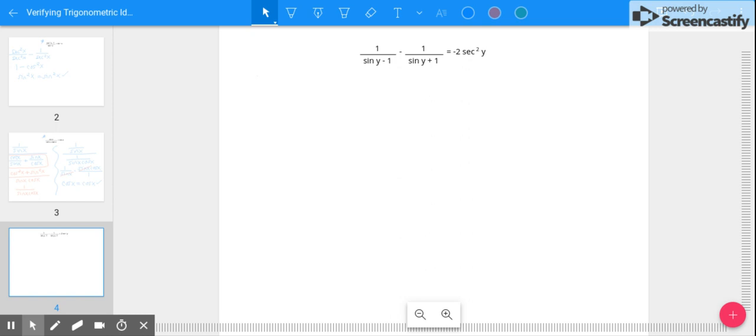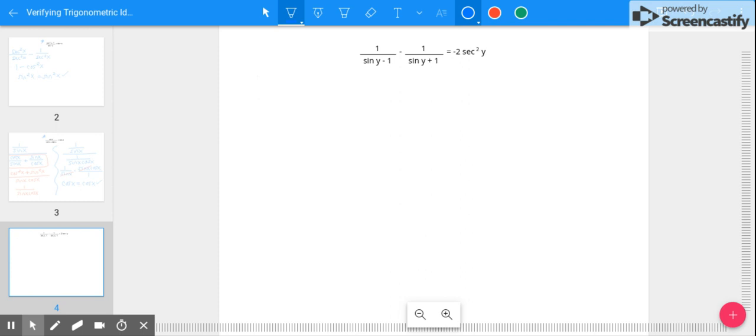Now here again, I would recommend at this point that you maybe pause the video and consider where you would potentially start. So take a moment and think about that. For this problem, looking at either side, they both look a little bit more complex. You've got a secant on the right-hand side that has potential to be swapped out for a couple things, but you've got two fractions with a subtraction in between on the left-hand side.